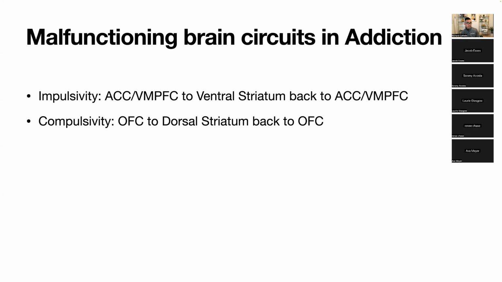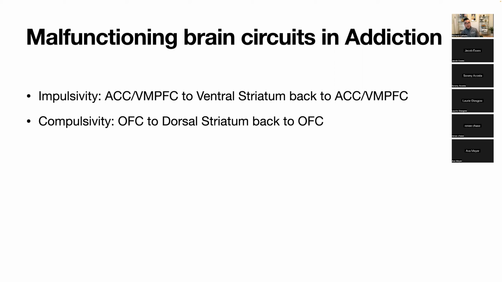Okay, the malfunctioning brain circuits. I'll show you a picture later on. It's believed that for impulsive behaviors, the circuit is the CSTC circuit. Remember the CSTC circuit? We spoke about that during anxiety, the worry loop. It's the cortex to the striatum, to the thalamus, and back to the cortex. In particular, for impulsivity, we have the anterior cingulate cortex, or the ventral medial prefrontal cortex, which connects to the ventral striatum, and it goes right back to that same part of the brain. So it's a loop.